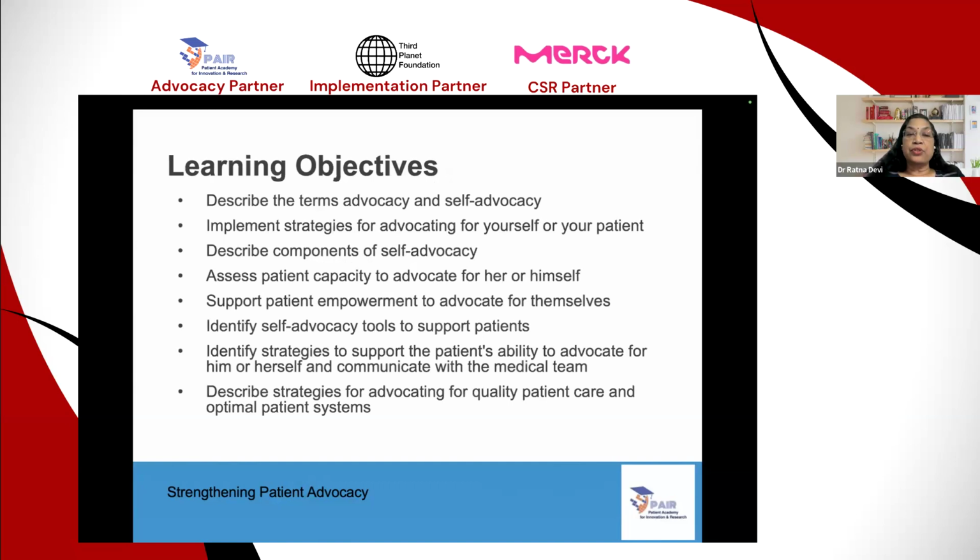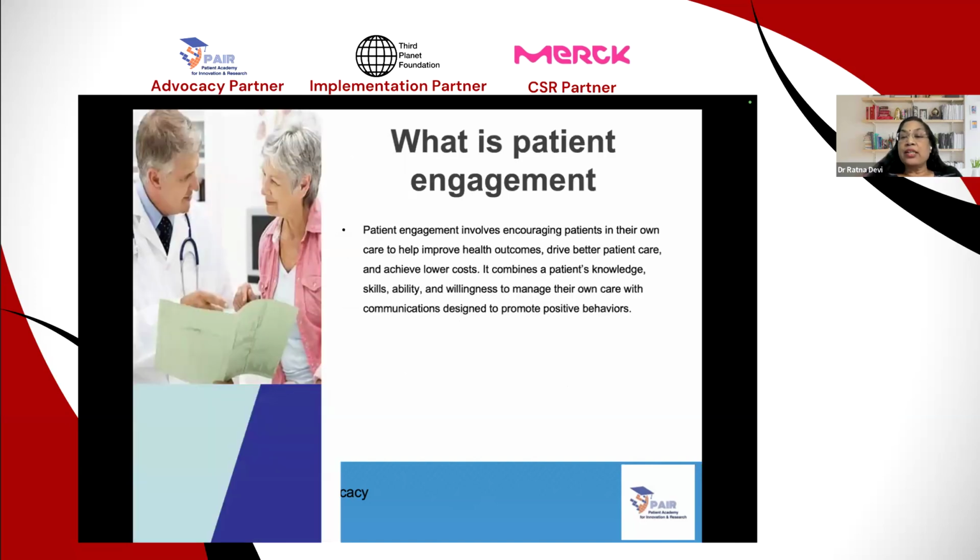So what are the learning objectives for today? It is describing the terms of advocacy and self-advocacy, implementing strategies for advocating for yourself or for your patients or your loved ones or your family members, describing the components of what self-advocacy means, assessing patient capacity to advocate for himself or herself, supporting patient empowerment to advocate for themselves, identifying self-advocacy tools to support patients as well as yourself if you are a patient who wishes to do patient advocacy, identifying strategies to support the patient's ability to advocate for himself or herself and communicate with the medical team, and describing strategies for advocating for quality patient care and optimal patient systems. So what is patient engagement?